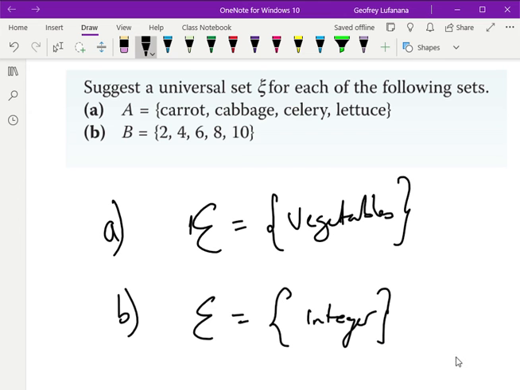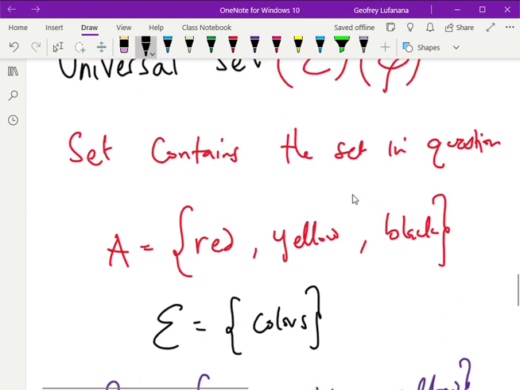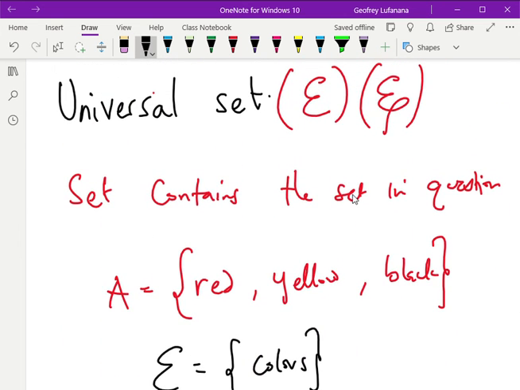One key thing to remember is that with a universal set, we have to think about the context of the set in the question or the scenario that we are talking about.